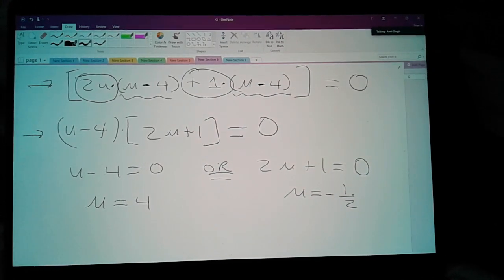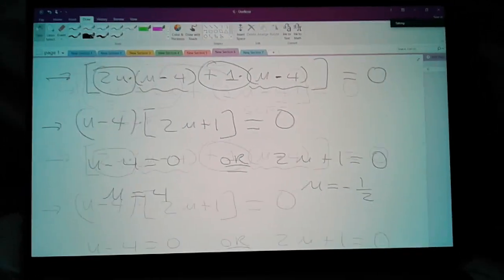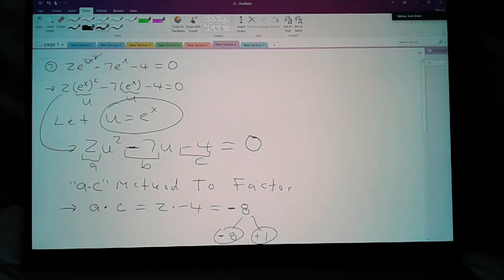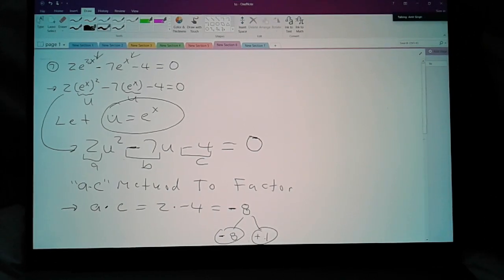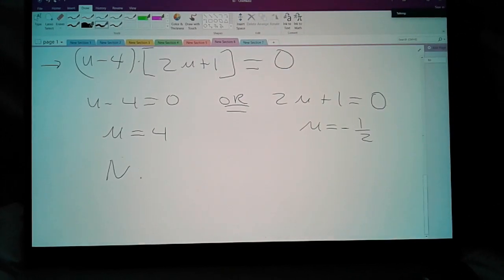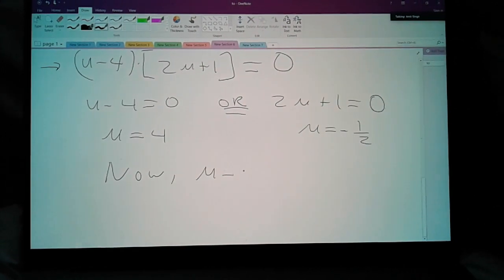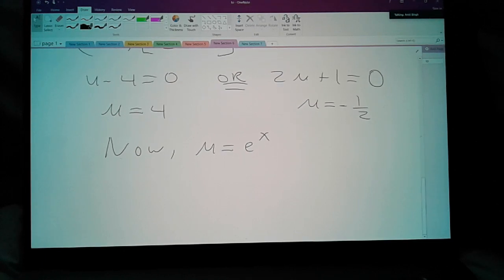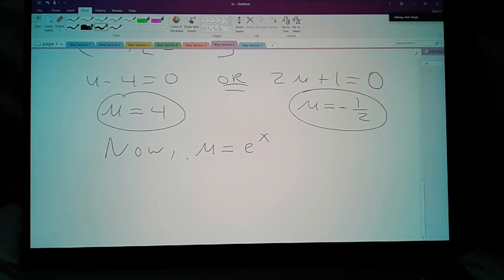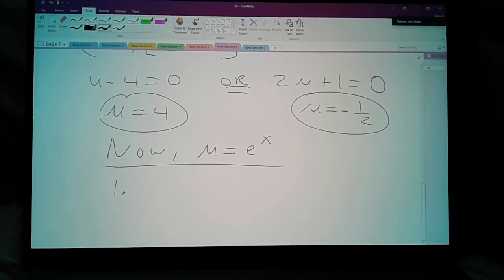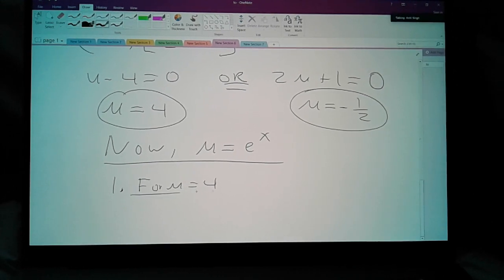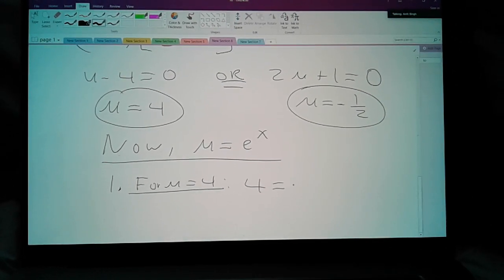Now, what did we say? We said on top that u is equal to e to the x, and we want to solve for x ultimately, right? X is our main variable. U is a dummy variable. So we said u is equal to e to the x from the top. So for each one of these, I have to plug them in, see what I'll get for my answer. So if I do for u is equal to 4, that means 4 is equal to e to the x.